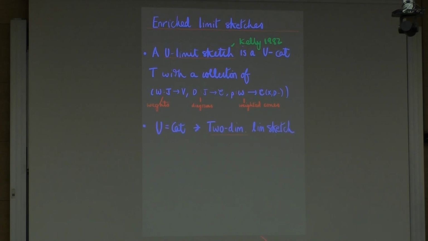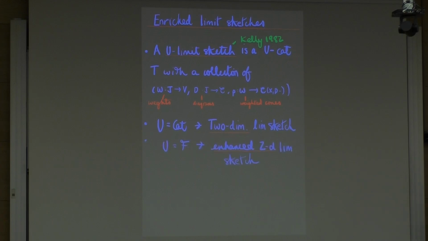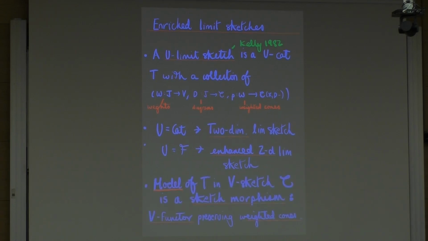And so when V equals Cat, you get what I would refer to as a two-dimensional limit sketch. And when V equals F, we get the ones that are of interest to us, which are the enhanced two-dimensional limit sketches, okay? Which are the topic of the talk.